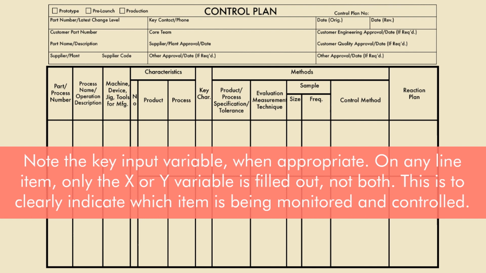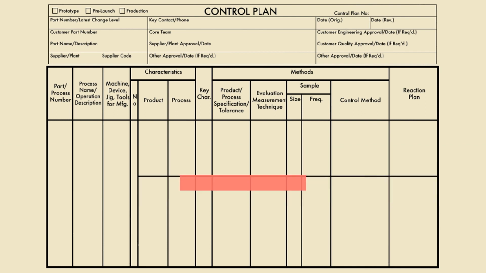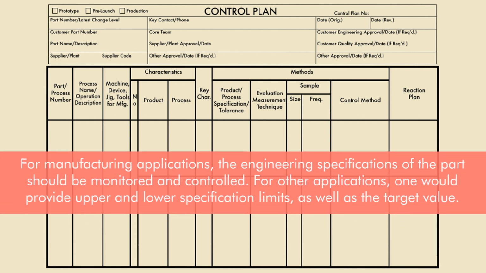On any line item, only the X or Y variable is filled out, not both. This is to clearly indicate which item is being monitored and controlled. For manufacturing applications, the engineering specifications of the part should be monitored and controlled. For other applications, one would provide upper and lower specification limits, as well as the target value.